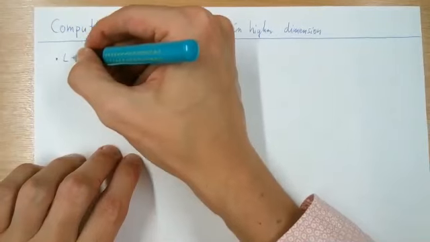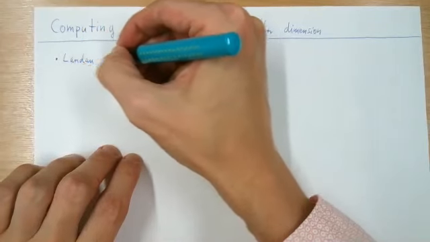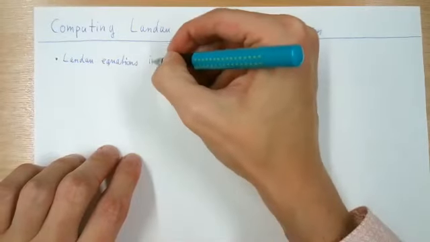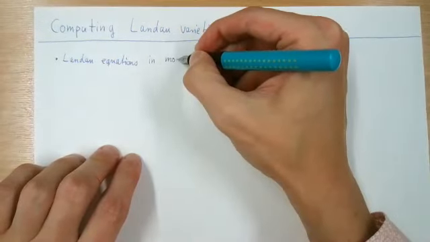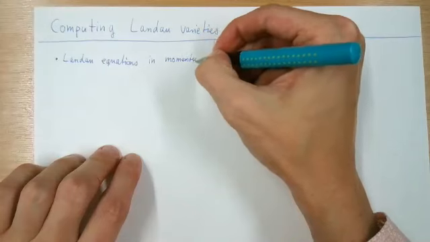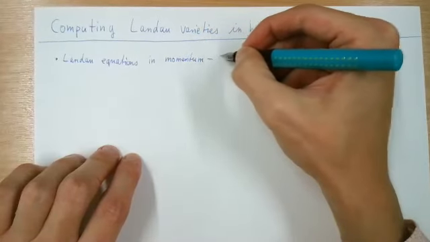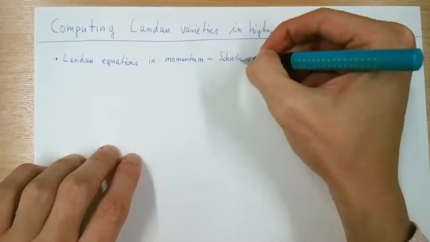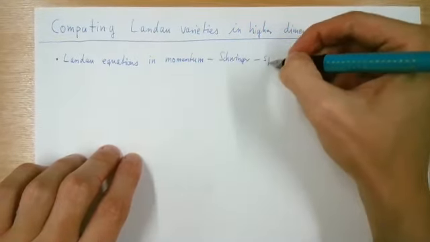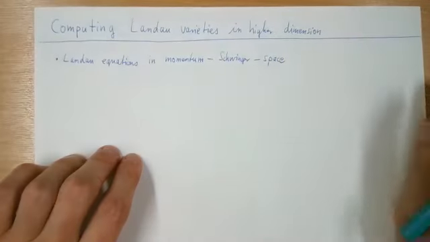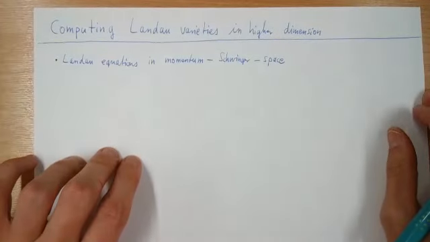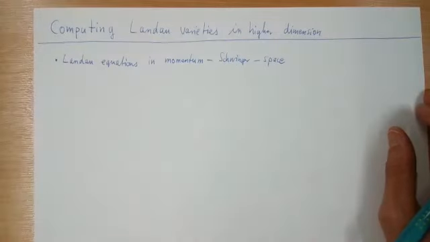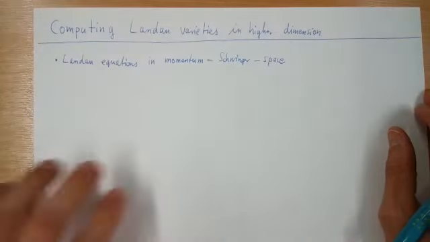So there's Landau equations in momentum. Well, actually, it's a mixed representation. You use momentum and Schwinger parameters. So this is something you can find in the textbooks. But for these lectures, I want to stay with the parametric representation.